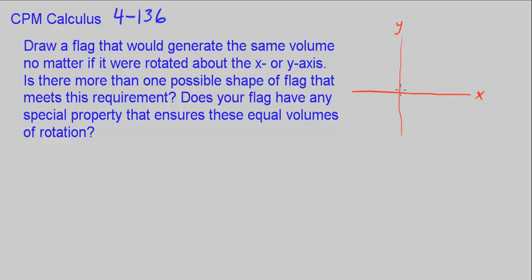If my flag is something like this, like a leaf, when it goes around the x-axis, it's going to be the same volume created as going around the y-axis because it's symmetrical across both axes, along the line y is equal to x, right? This line. All right, so that's one example right here. I just drew it.